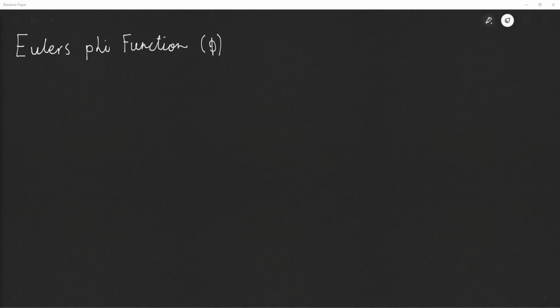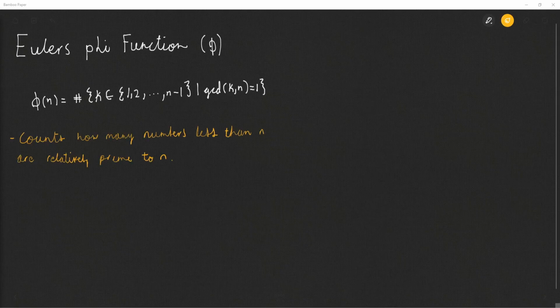So today we're going to be going over the Euler phi function. We're going to start off with what is Euler's phi function.